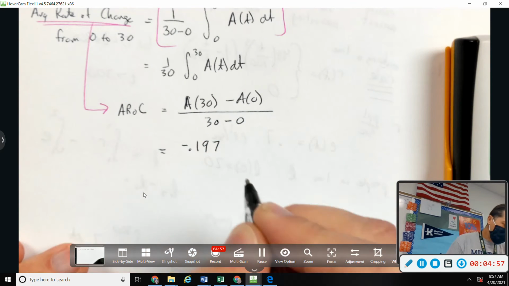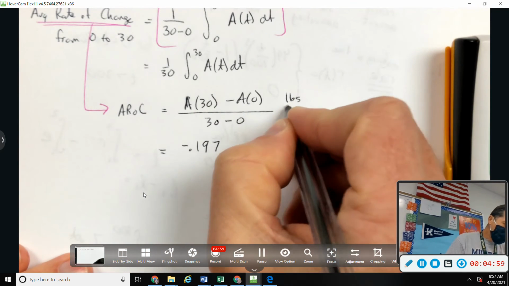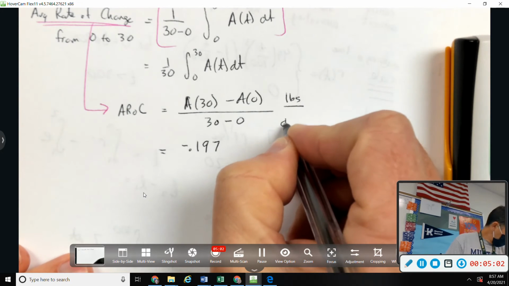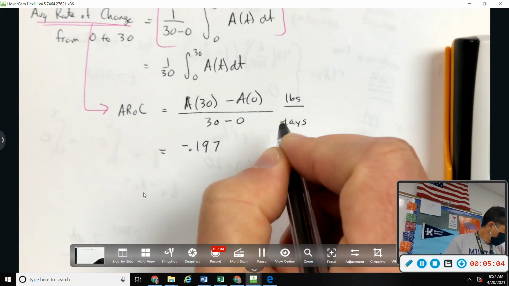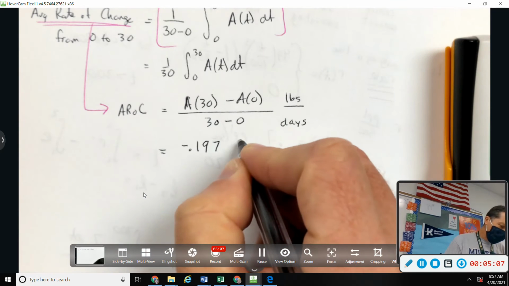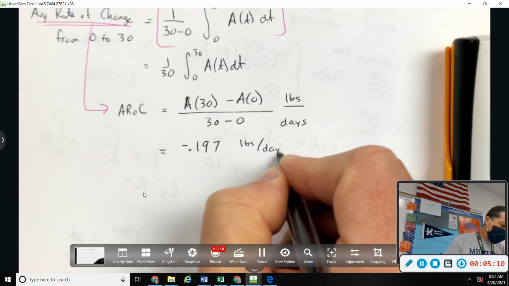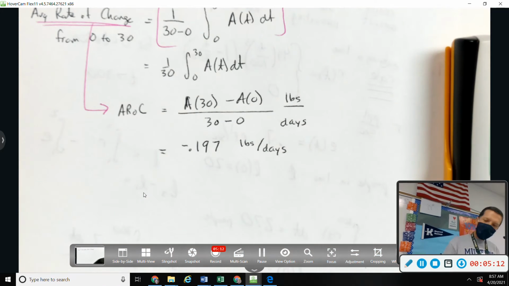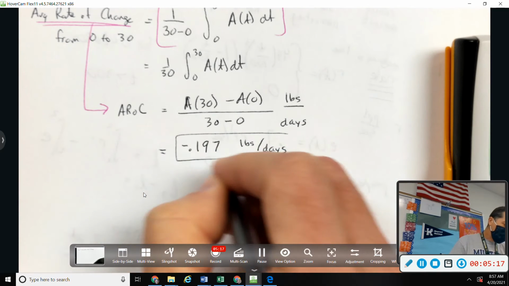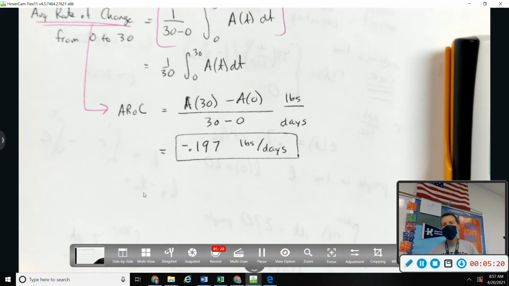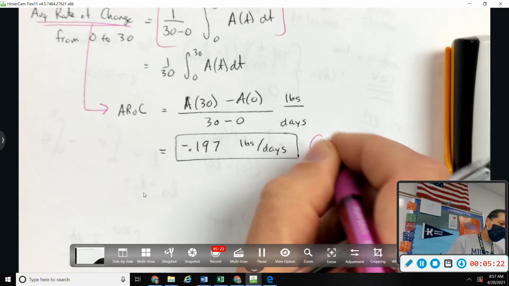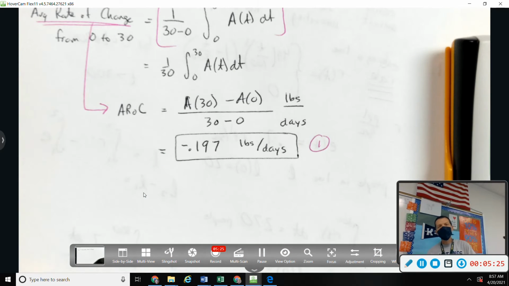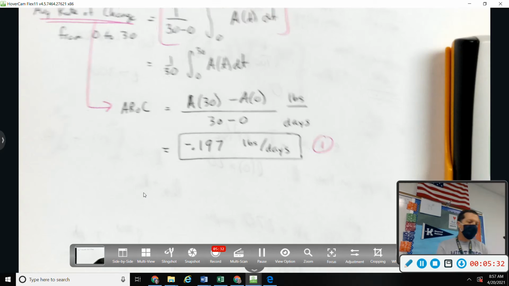Negative 0.197. A is in pounds, T is in days. So the average rate of change is negative 0.197 pounds per day. In fact, because it says indicate units of measure, that's part of the point. You better have pounds per day or you won't get the point. This was only worth 1 point, but you wouldn't get the point if you didn't include the unit. Again, when it says indicate units of measure, that's your tip-off that you better include it if you want all the points.